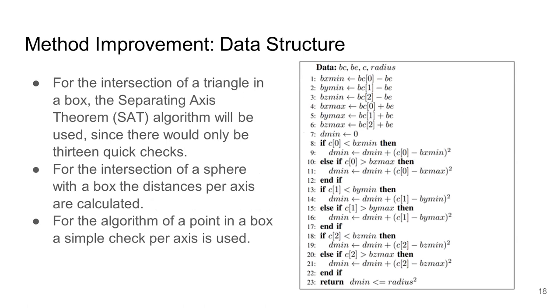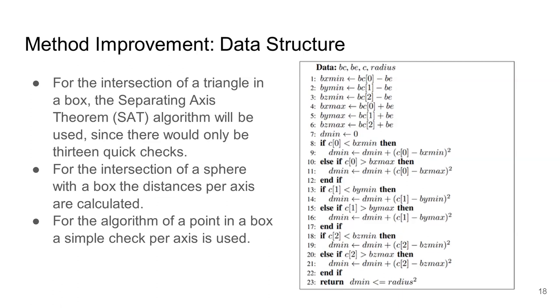For the intersection of a triangle with a box, the separating axis theorem will be used, since there are only 13 quick checks: three face normals from the AABB, one face normal from the triangle, and 9 axes that are the cross products of combinations of edges from both. For the intersection of a sphere with a box, the distance per axis is calculated. The algorithm is in the figure on the right. For the algorithm of a point in a box, a simple check per axis is used.